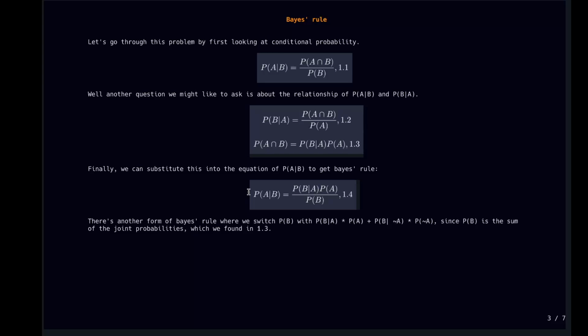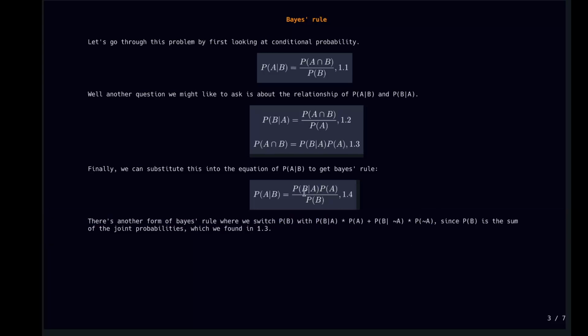Another form which we're going to use is to substitute the probability of B at the bottom with the sum of the joint probabilities. So we'd say the probability of B and A plus the probability of B and not A, which is this symbol. Then we can switch these joint probabilities into these forms also: the probability of B given A times the probability of A, as you can see here.